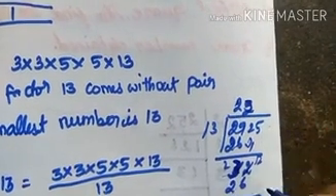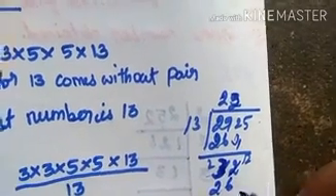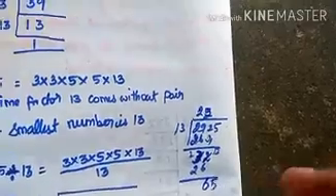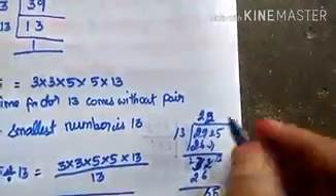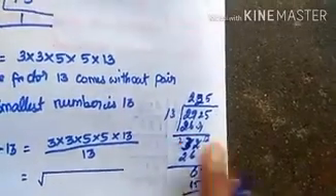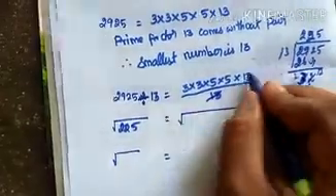12 minus 6 equals 6. We take 5. So how many times? 5 times means 65. So 5 into 13 you get 65. So the answer is 225. The new number is 225. So 13 and 13 will get cancelled.